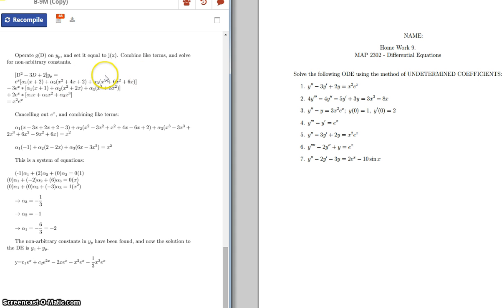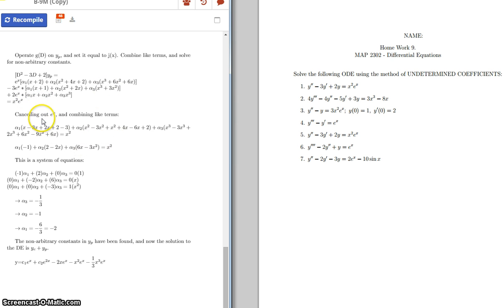So to save some space and make it neater to look at, I've factored out e to the x and then taken the second derivative of the coefficient of alpha 1, alpha 2, and alpha 3, added it together, and then subtracted 3 times e to the x times the first derivative of the coefficient of alpha 1, alpha 2, alpha 3, etc., and so on and so forth. It's just easier to look at this way. And then at the end I've set it equal to j of x.